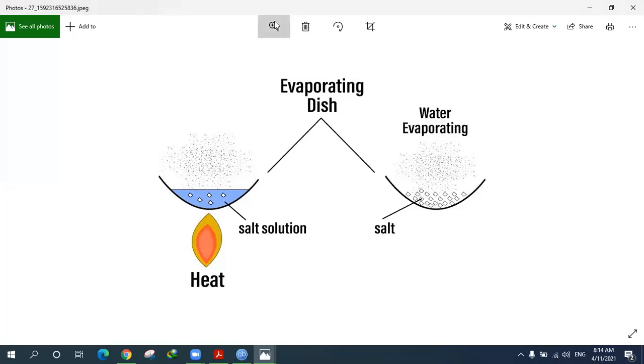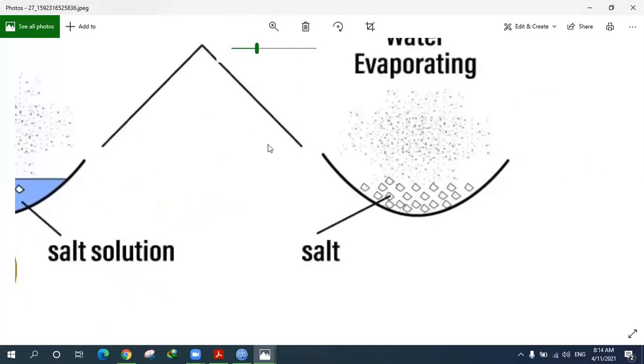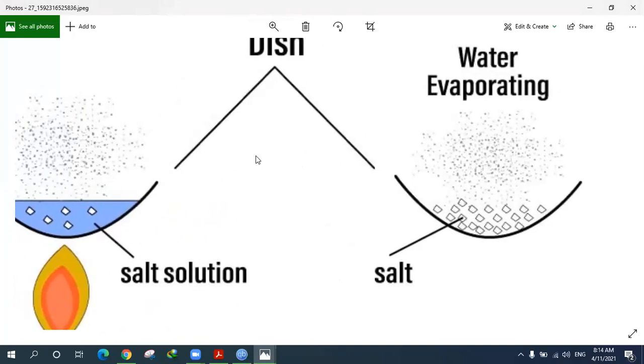This is how they get the salt from the sea. Do you know the salty places here in Egypt, in Port Said, Malahat? Do you know Malahat? In Port Fuad, not Port Said.